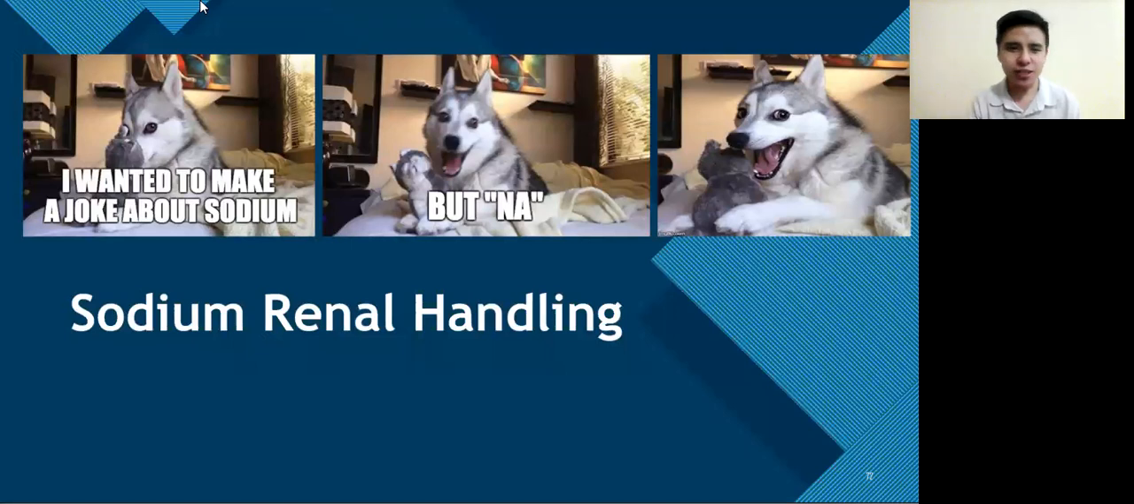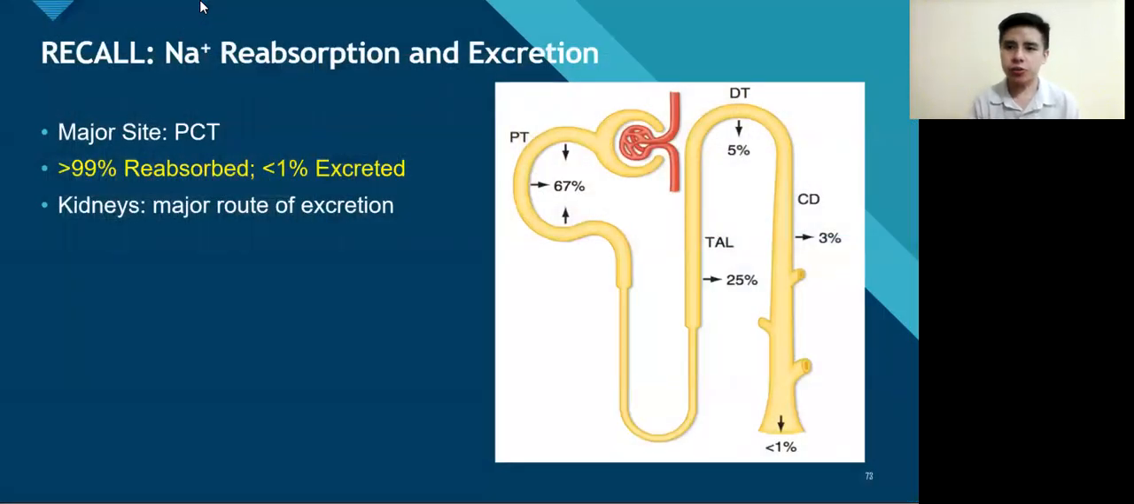Anyway, just to recall, the majority of your sodium is reabsorbed. 99% of it is reabsorbed, and less than 1% is excreted. The major site of sodium reabsorption is always the proximal tubule. Well, the proximal convoluted tubule, and some in the proximal straight tubule, but overall 67% is reabsorbed in the proximal tubule. And the kidney is the major site of excretion of sodium.